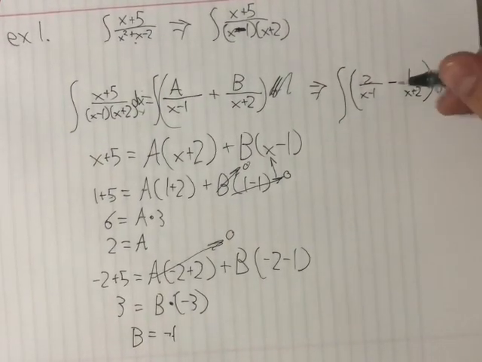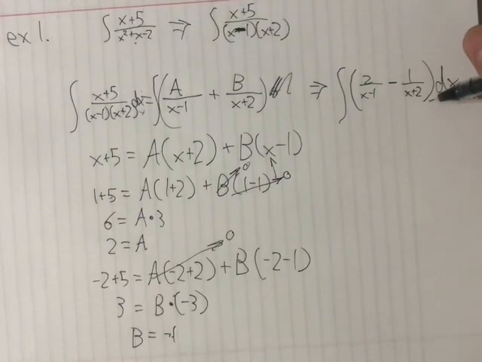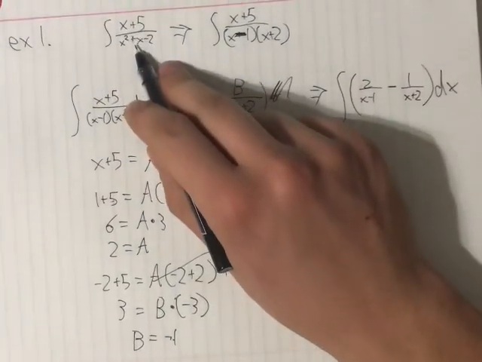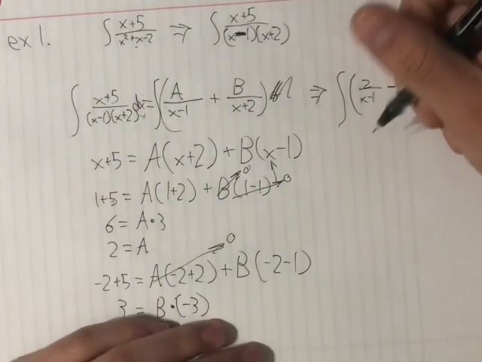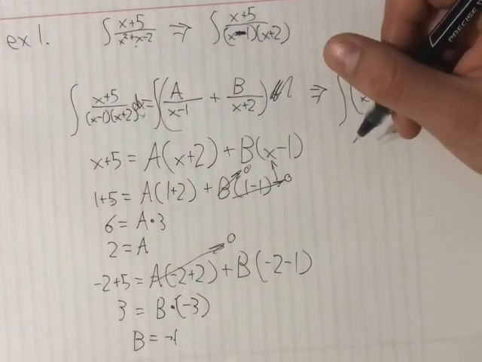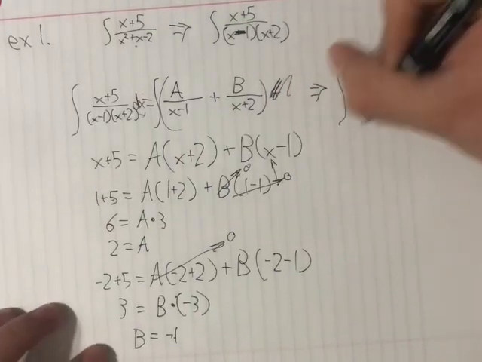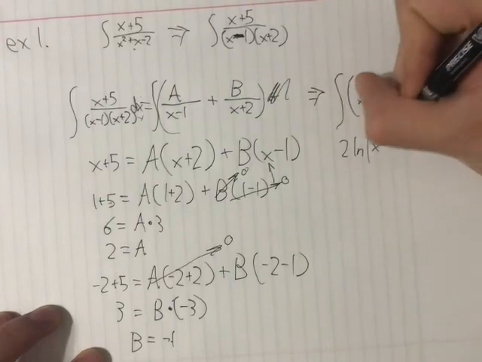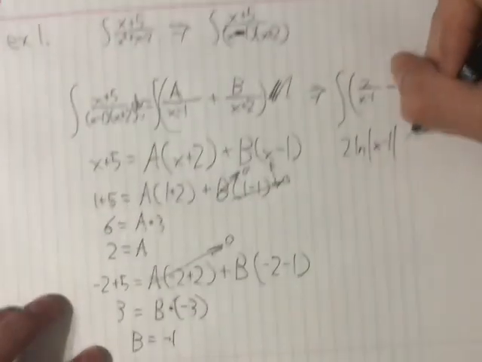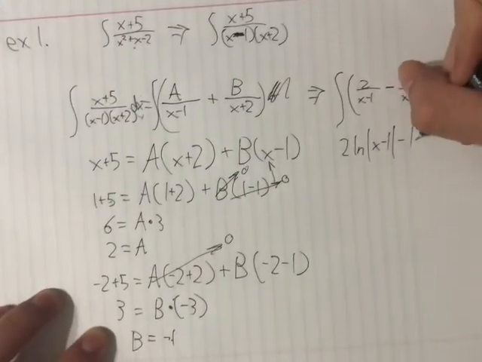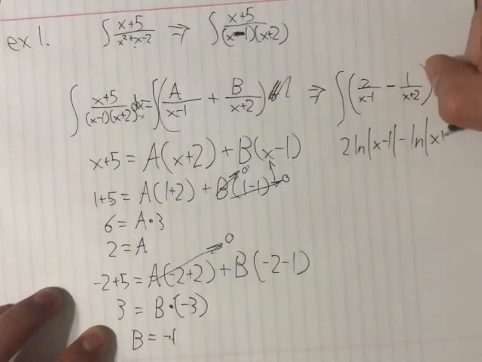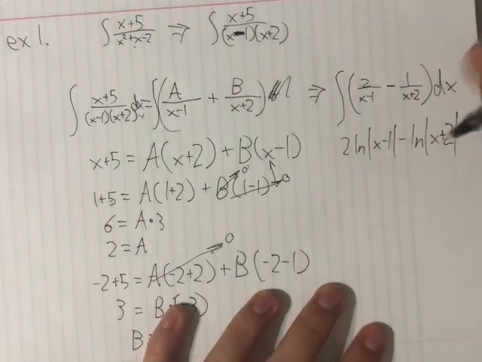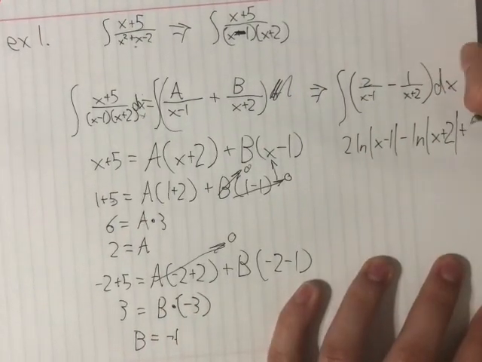Now, as you can see, this is a much easier set of fractions to integrate versus our original up here, because now this just turns into 2 natural log absolute value of x minus 1 minus natural log of x plus 2. Now obviously, since our bounds aren't defined, we do still have a constant, and that will just be c.